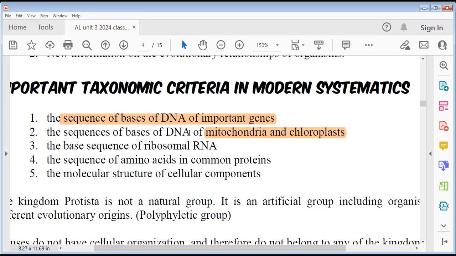Another one, sequence of amino acids of common proteins. Remember this kind of words, common protein, important genes. Students ignore those types of words. They just try to write what they know. So sequence of DNA bases of genes, sequence of amino acids of proteins, then expect marks. Understood?